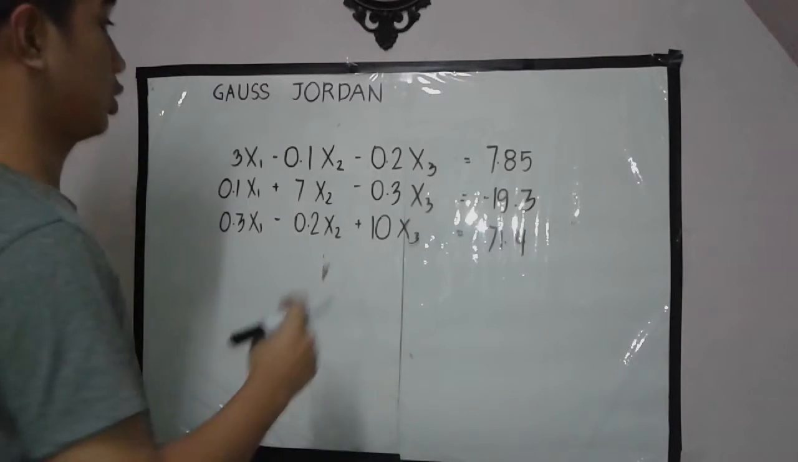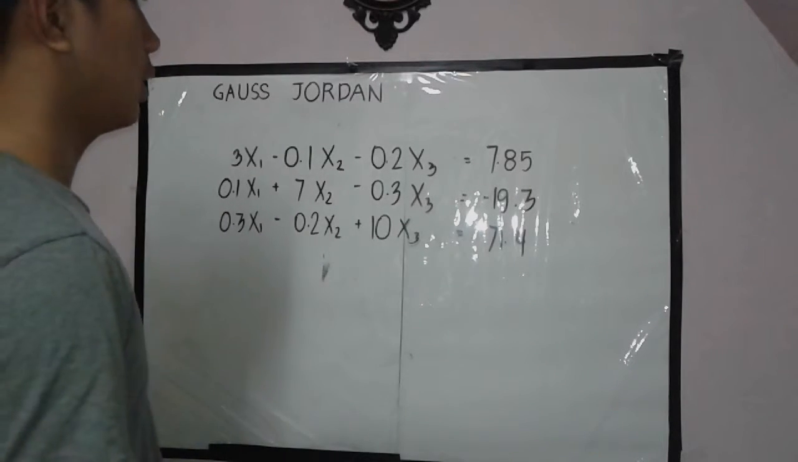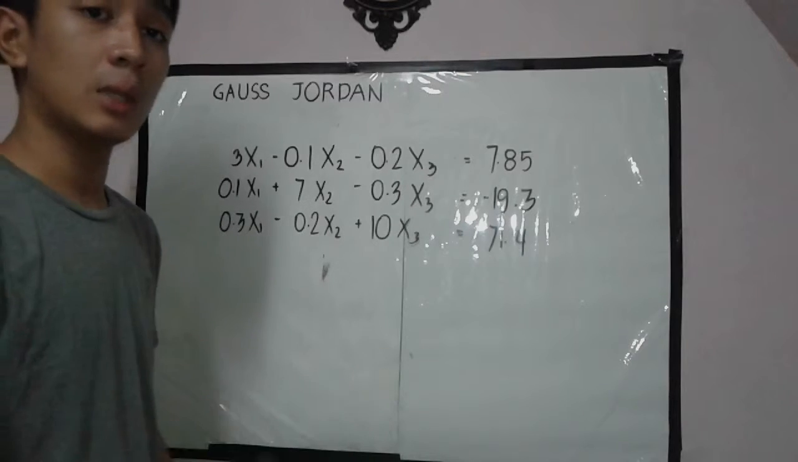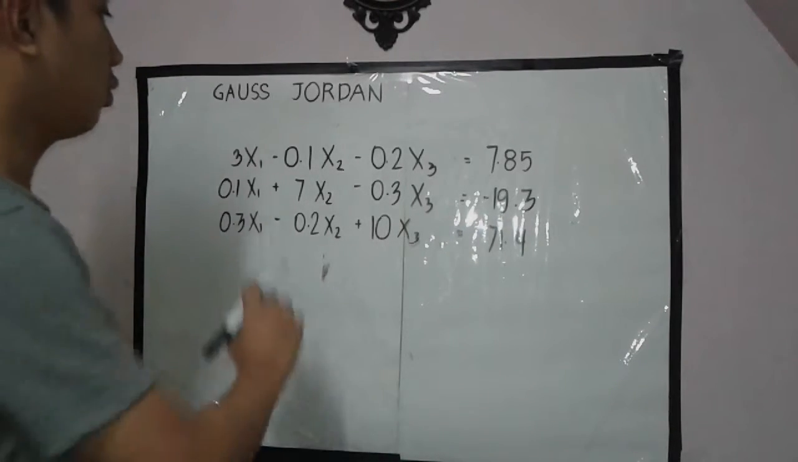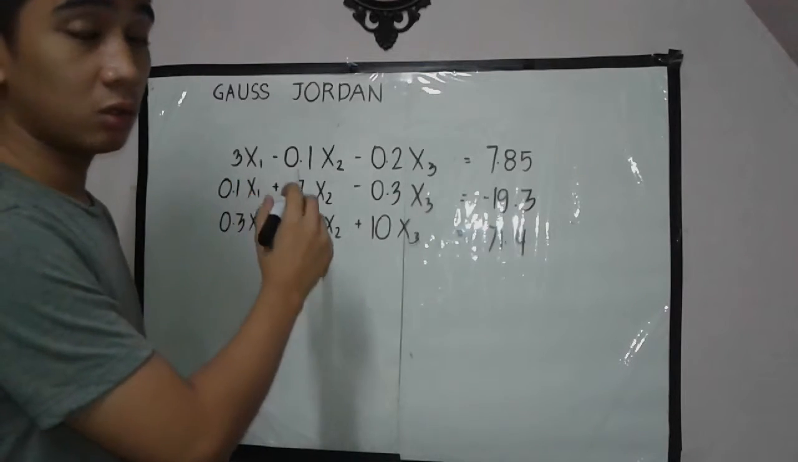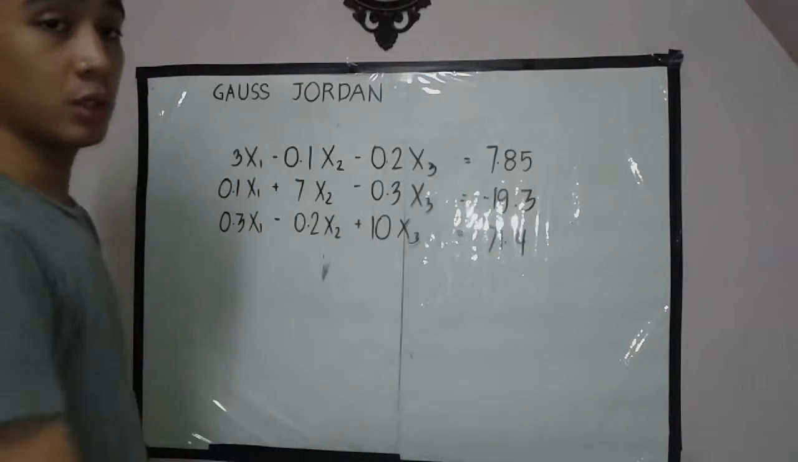Next topic is the Gauss-Jordan. Gauss-Jordan is another variation of Gauss elimination, but the main concept of solving with Gauss-Jordan is to form a diagonal coefficient of 1 from your equations.